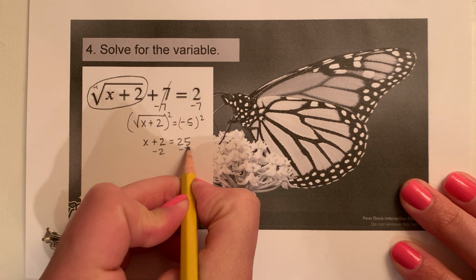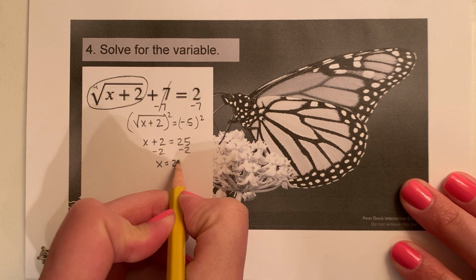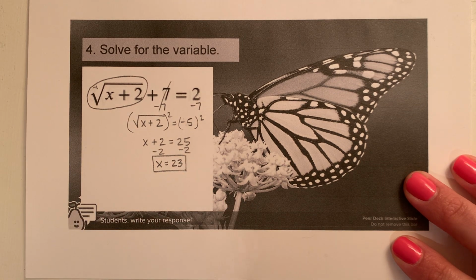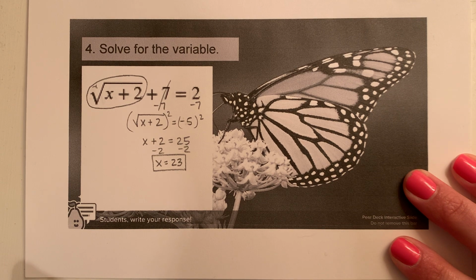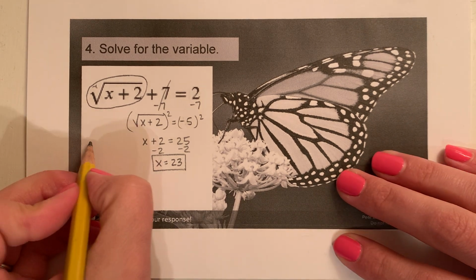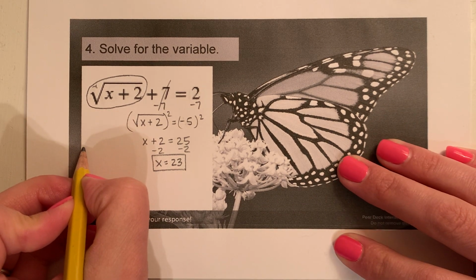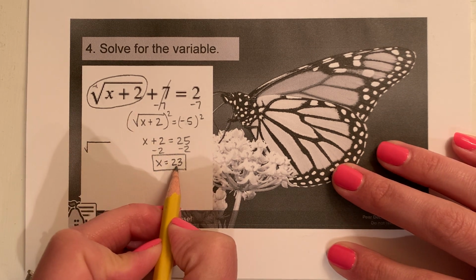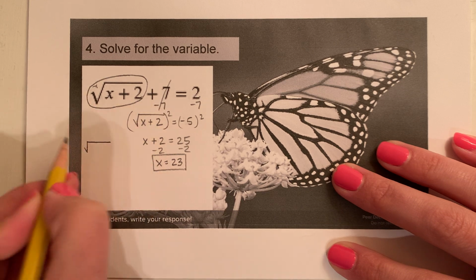All right, now I subtract 2, and I get x equals 23. Now I really hope you guys checked your answer on this one. I can't remember if yesterday's notes had an extraneous one in it or not, because I wasn't here to teach it. But this one is extraneous, and watch carefully as to why. The 23 goes in for x.